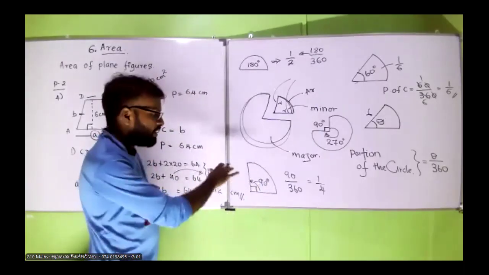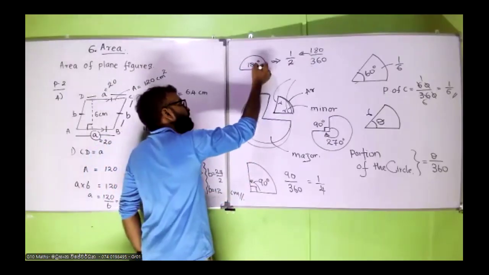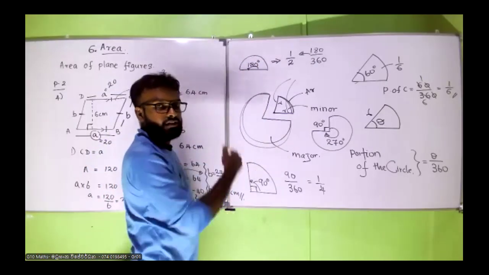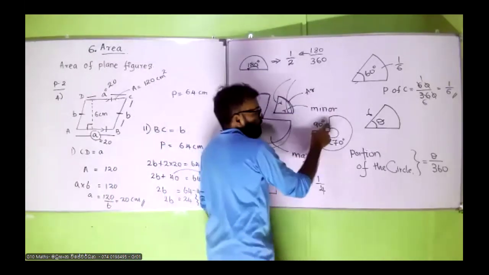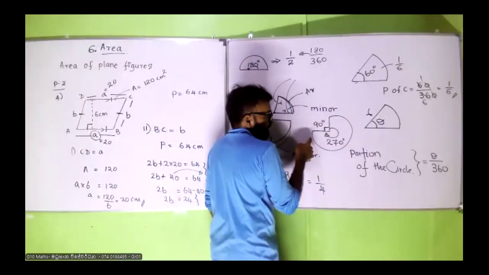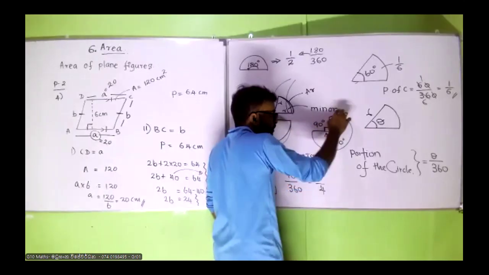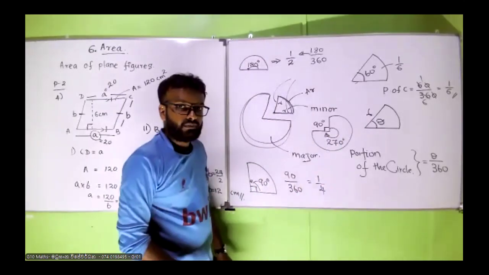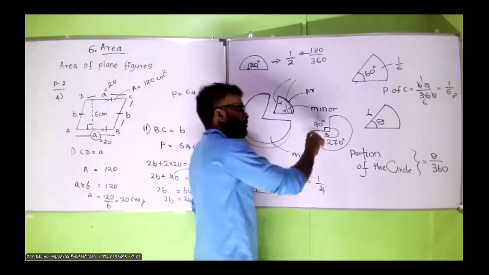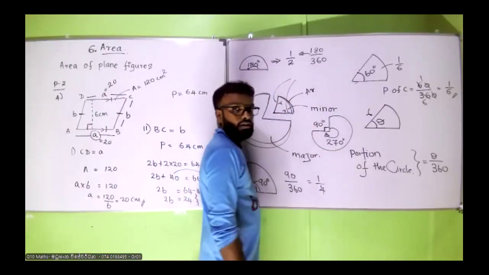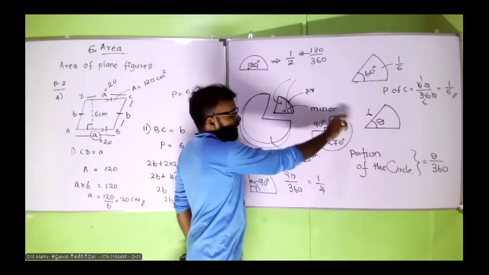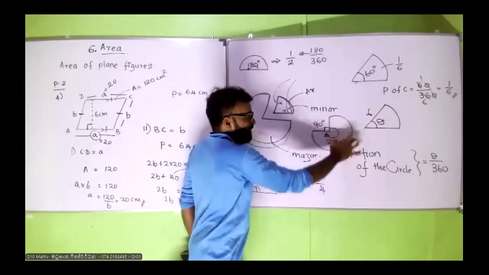90. So angle at the center is 90. This one, 180. Right? It is bounded. So this sector is bounded by these two radii and this arc. So the portion is this arc. Bounded by two radii and the arc. So this is a sector.